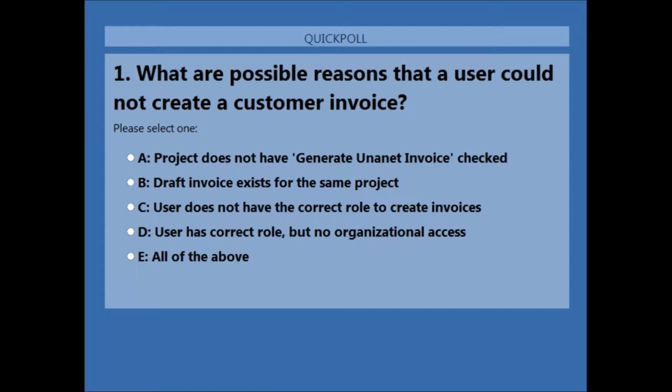B, draft invoice exists for the same project. C, user does not have the correct role to create invoices. D, the user has the correct role but no organizational access. Or E, all of the above.